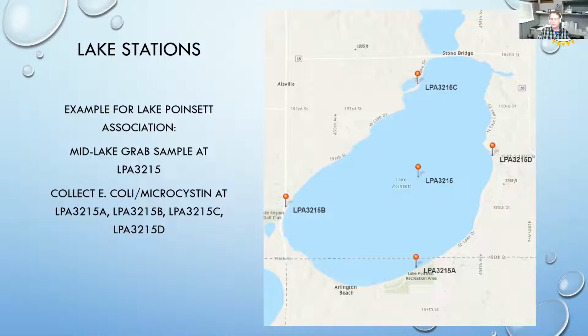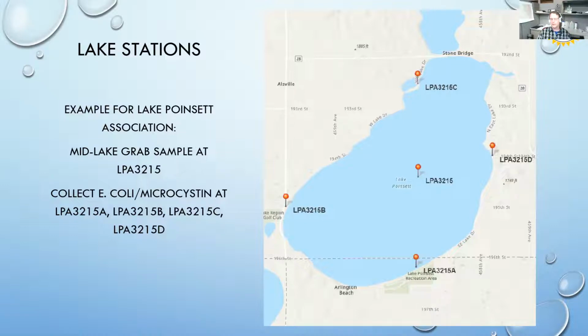The station out in the middle of the lake, LPA 3215, that's the mid-lake sampling station where you go out in your boat or your kayak or whatever, and you'd fill up your bottles there. The 3215 part is the 4-digit code that indicates Lake Ponset. Every lake in the state has been assigned a 4-digit code, and we use those in your station IDs so that we know what lake it is, instead of writing out, say, LPA Lake Ponset, because that gets pretty long.